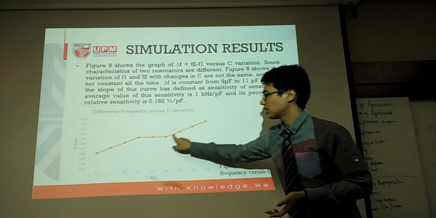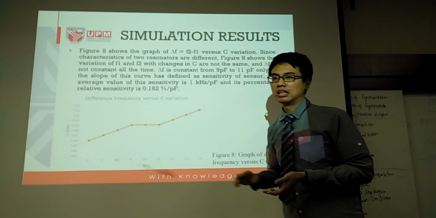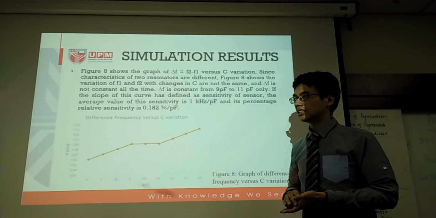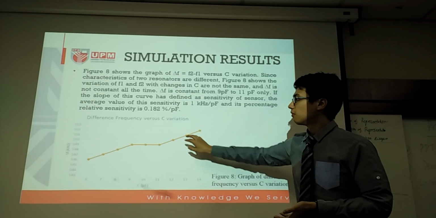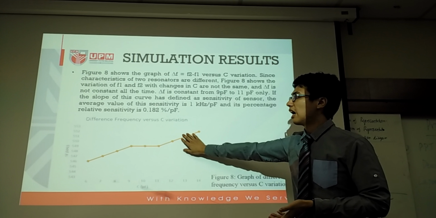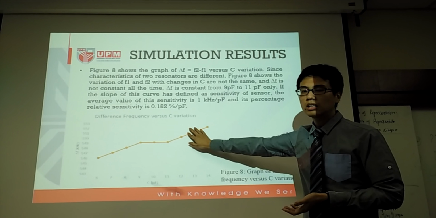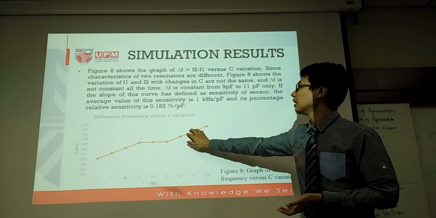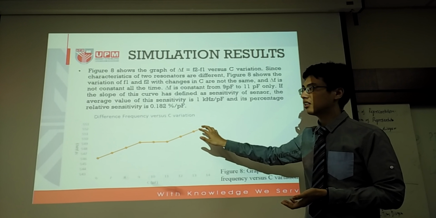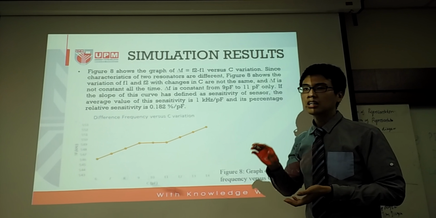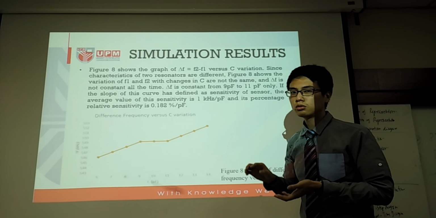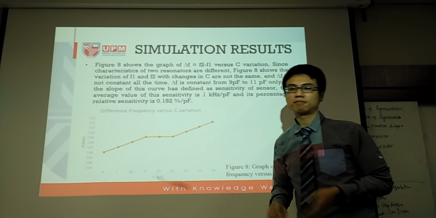The slope of this curve is defined as the sensitivity of the sensor. So from this curve, the average value of the sensitivity is 1 kHz per picofarad, and its percentage relative sensitivity is 0.182% per picofarad.